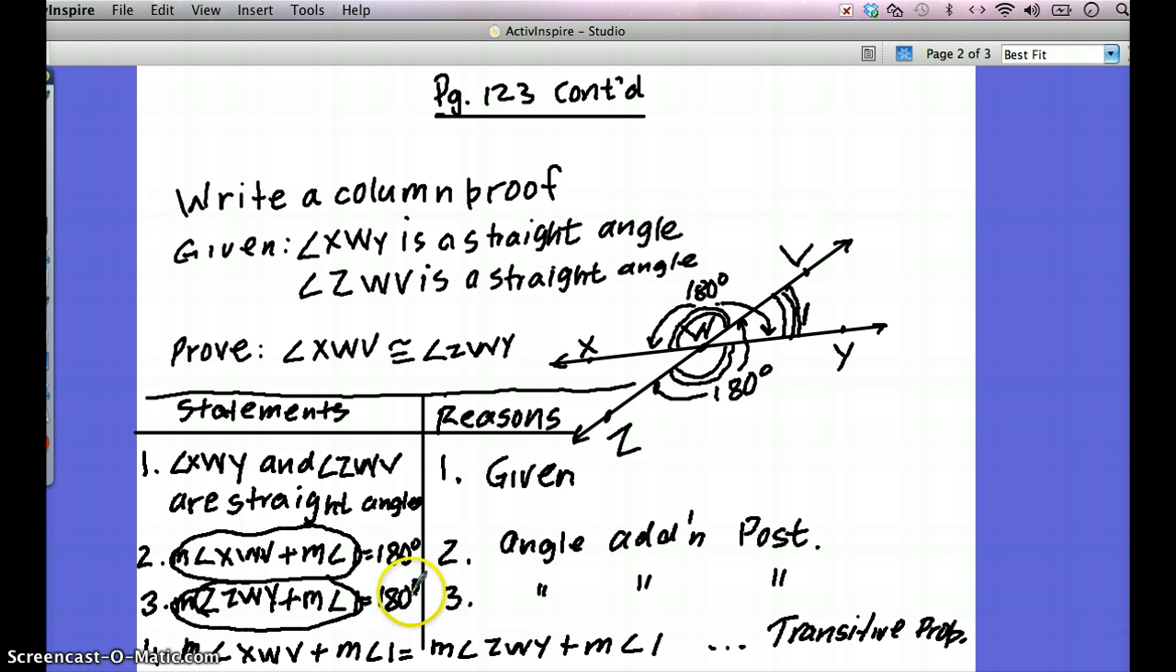Now I'll tell you what the next step is, because I'm going to go to the next page. I'm going to subtract measure of angle 1 from this left hand side and measure of angle 1 from this right hand side, and then I'll be left with measure of angle XWV equals measure of angle ZWY. Okay? So here we go.